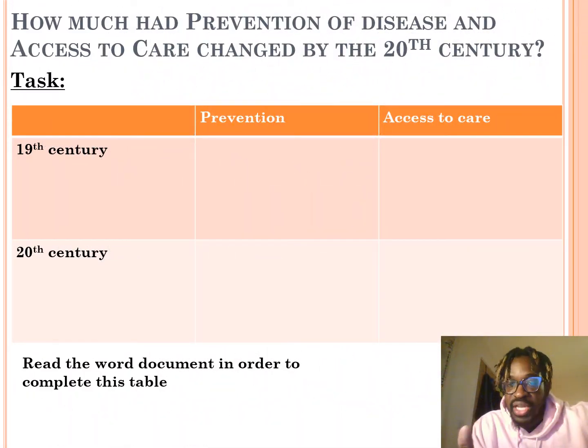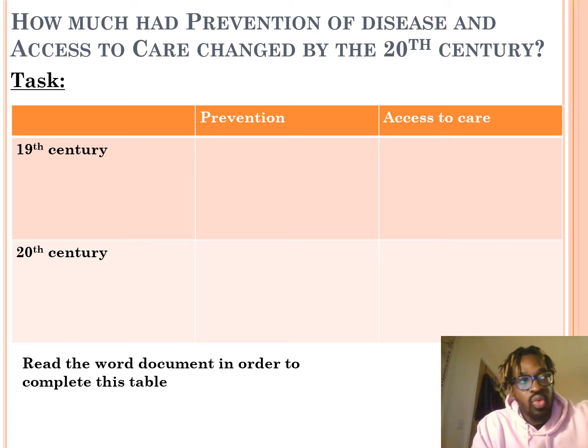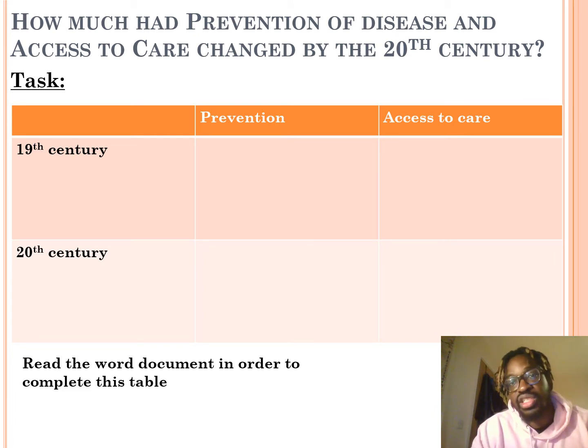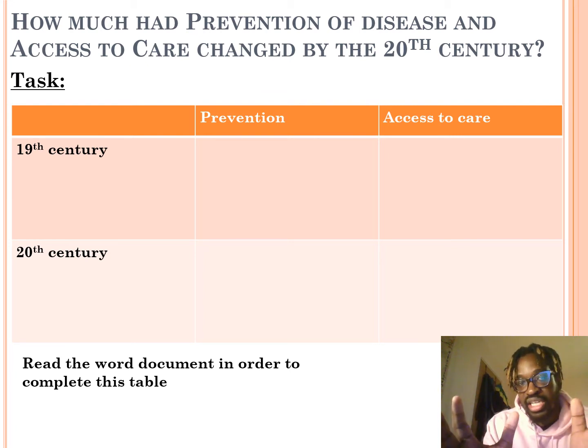Then we move on to prevention. So the first few slides are about treatment and access to care in terms of the NHS, what it provided, what kind of access do people now have, what services do they have, the availability. Then we talk about medical and surgical treatments in terms of what types of treatments can now take place. But that's treatments. Then I want us to look at prevention of disease. Now the title says how much had prevention of disease and access to care changed by the 20th century. So we're doing a bit of a contrast activity here.